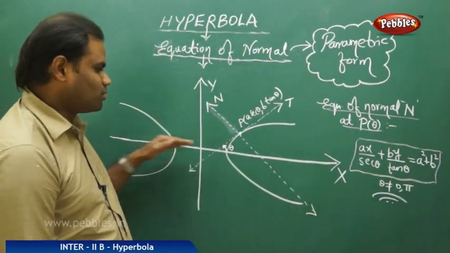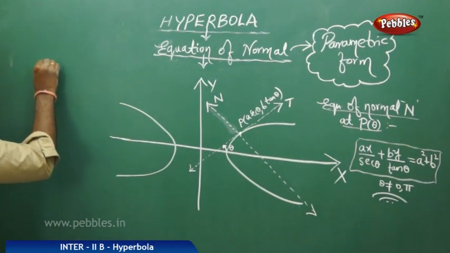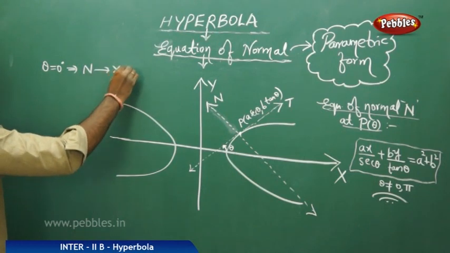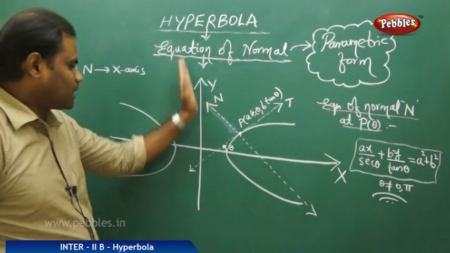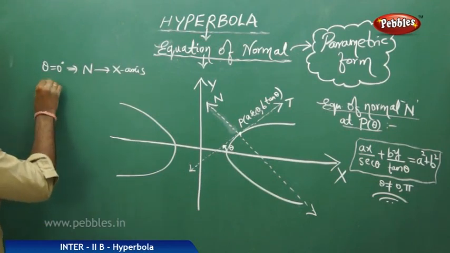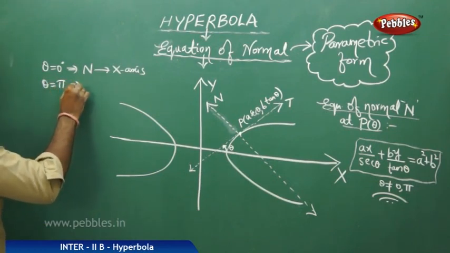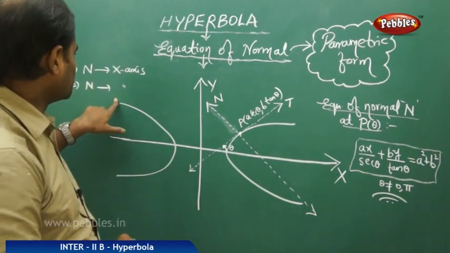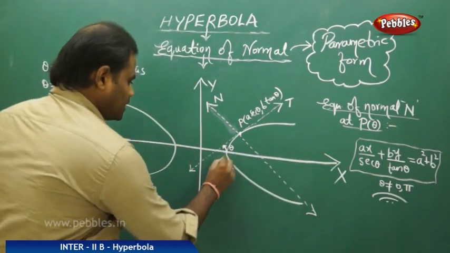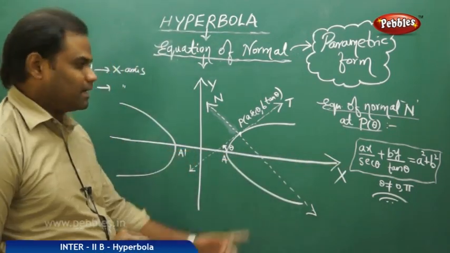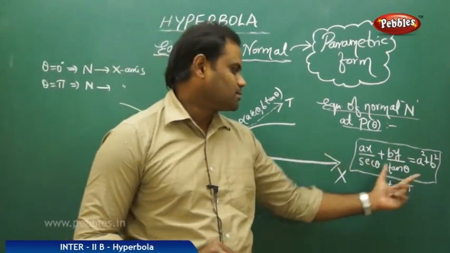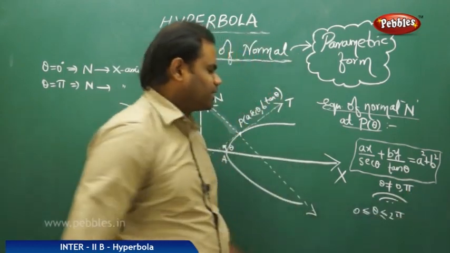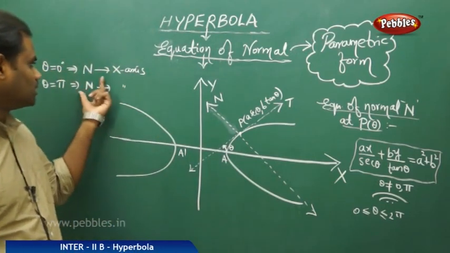Because if theta is equal to 0, we get the x-axis, that is, theta equal to 0 implies the normal is the x-axis, and theta equal to pi also implies the normal is the x-axis. So excluding these two exceptional cases of the x-axis being a normal at A and A dash, we get the equation of normal given by this for all theta lying between 0 and pi, except at 0 and pi where the normal is the x-axis.